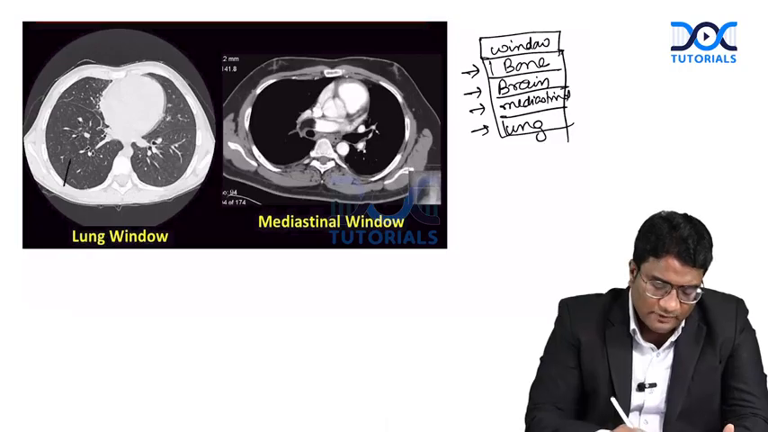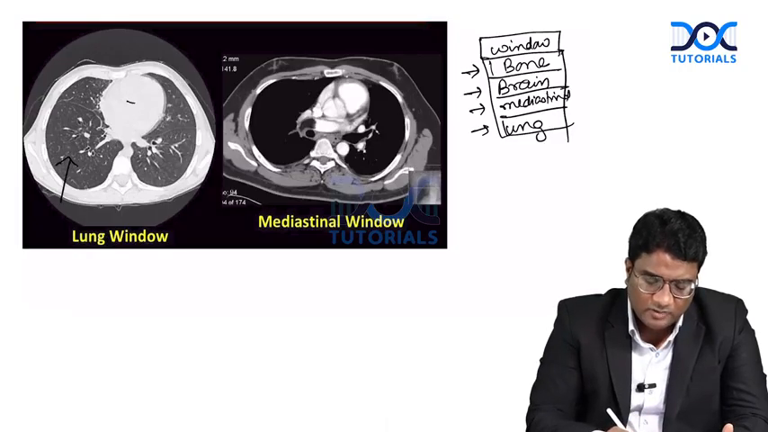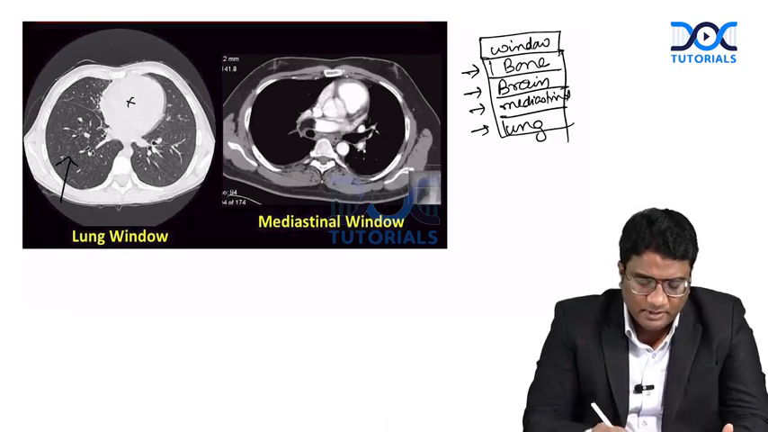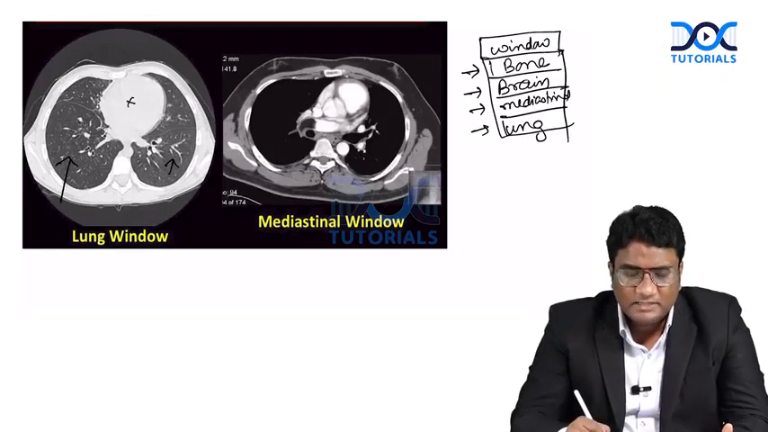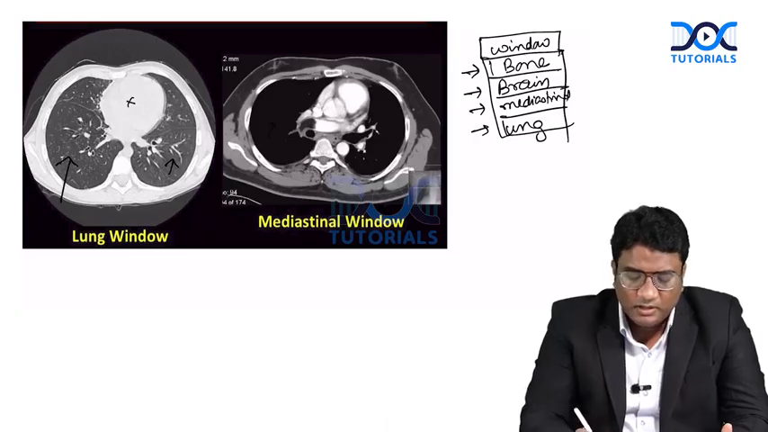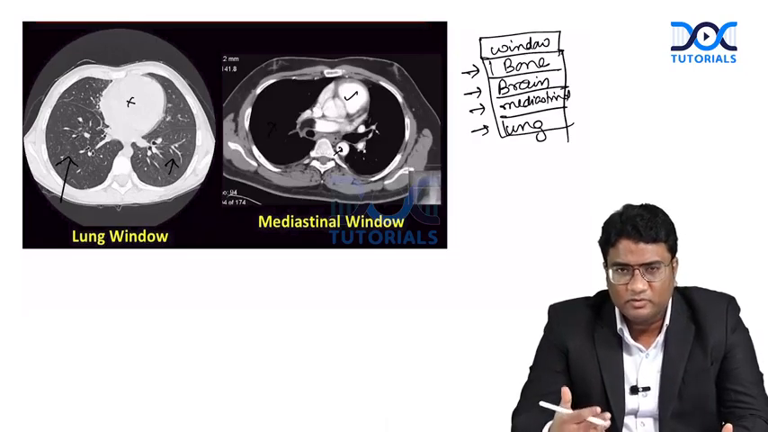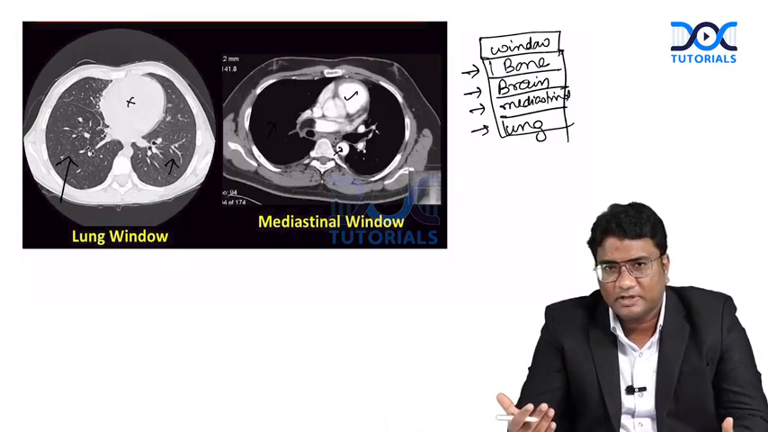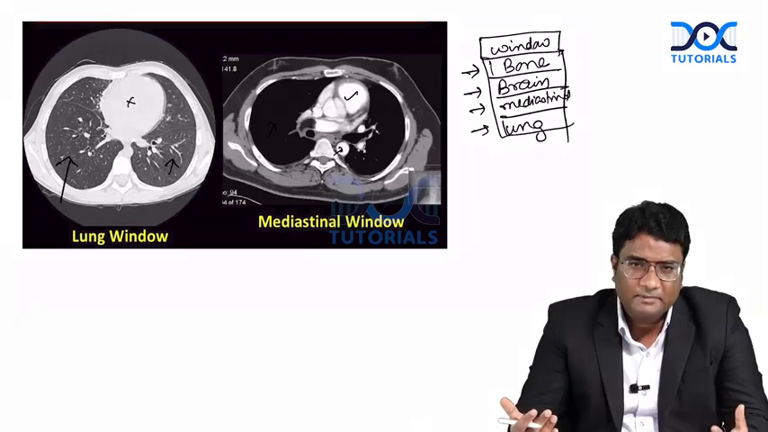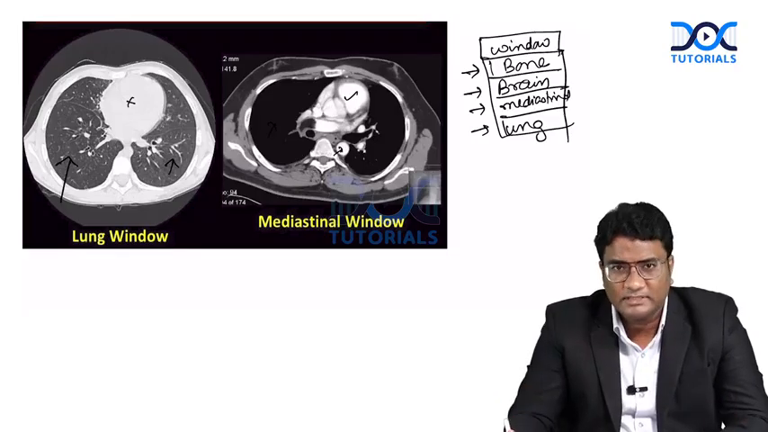This is how the lung window will appear. Your heart is obscured, your bones are not seen properly, but the lung parenchyma and the bronchovascular markings are seen clearly in a lung window. But when I go to the mediastinal window, the lungs are obscured, but I can see the heart and the blood vessels better. So I change the settings based on whether I want to see the mediastinal structures or the lung parenchyma. These are the windows in the CT scan.